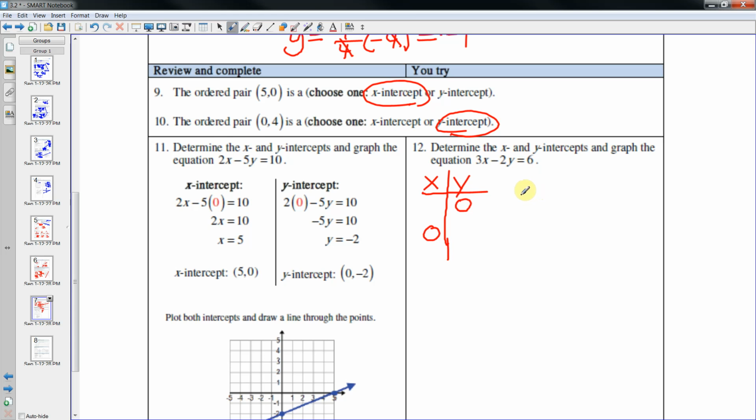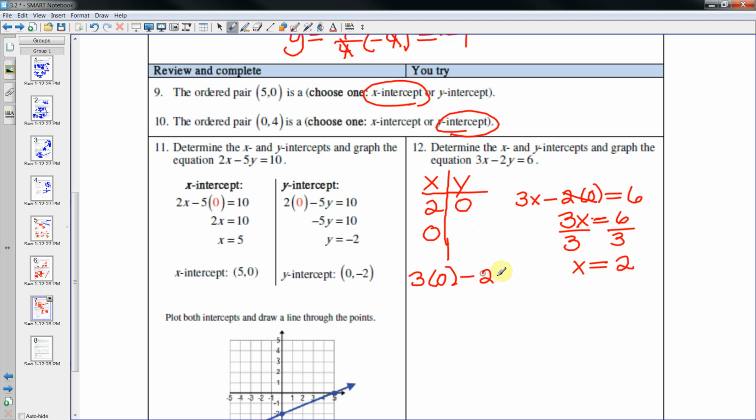So if I'm going to put in a 0 for y, I'm going to have 3x minus 2 times 0 equals 6. So that goes away. So 3x equals 6. Divide by 3. So x equals 2. So 2, 0 would be my x-intercept. Now I'm going to put in a 0 for x. So 3 times 0 minus 2y equals 6. 3 times 0, that zeros out. So minus 2y equals 6. Divide by -2.